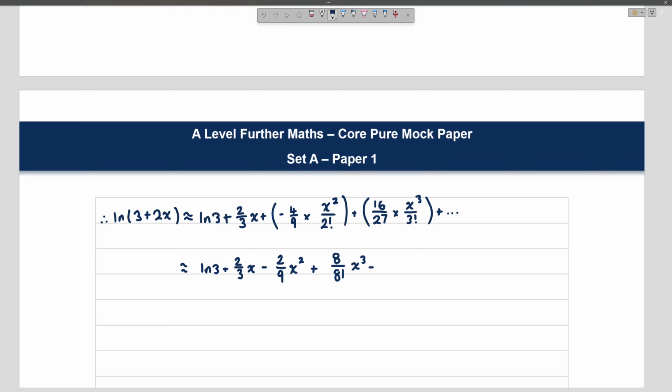Okay, again, this just keeps going on and on. We're only concerned about going up to the term in x cubed there. Okay, so there we have it then. That gives us the solution to part B.